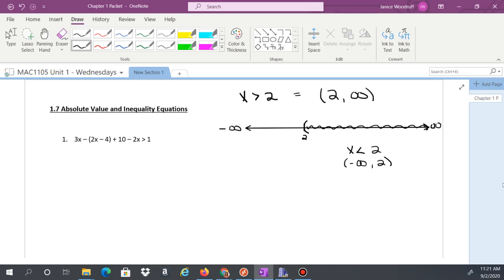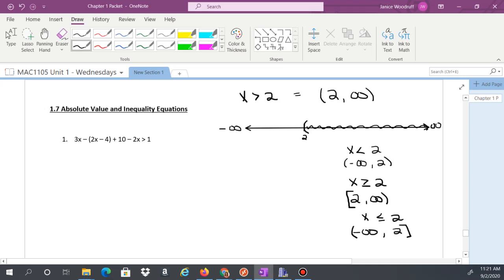And then if I have an or equals to in my inequality, that is a bracket instead of a parentheses. So if I have x is greater than or equal to 2, okay, my lower value would be 2, my higher value would be infinity. The 2 gets a bracket, infinity gets a parentheses. So next to infinity is always going to be a parentheses. Okay, but if there is an or equal to next to the number, you're going to get the bracket. And then if I had x is less than or equal to 2, it would be negative infinity to 2. The negative infinity would have a parentheses. The 2 would have a bracket.